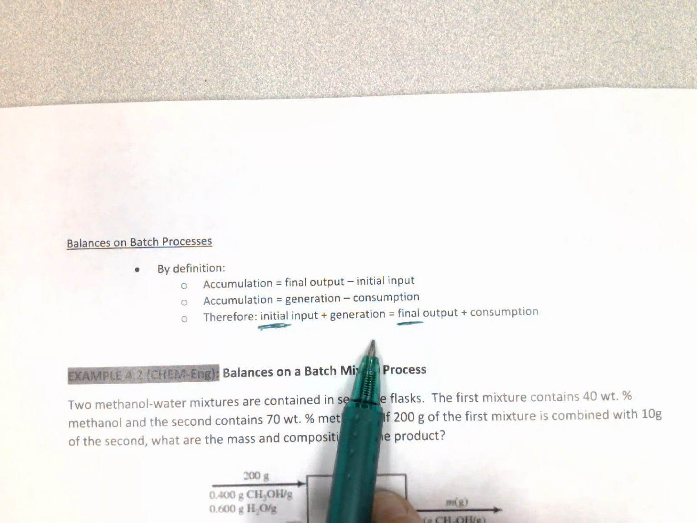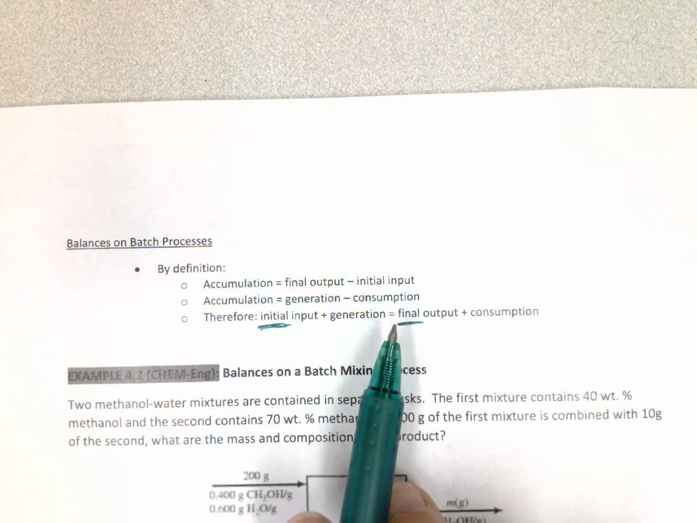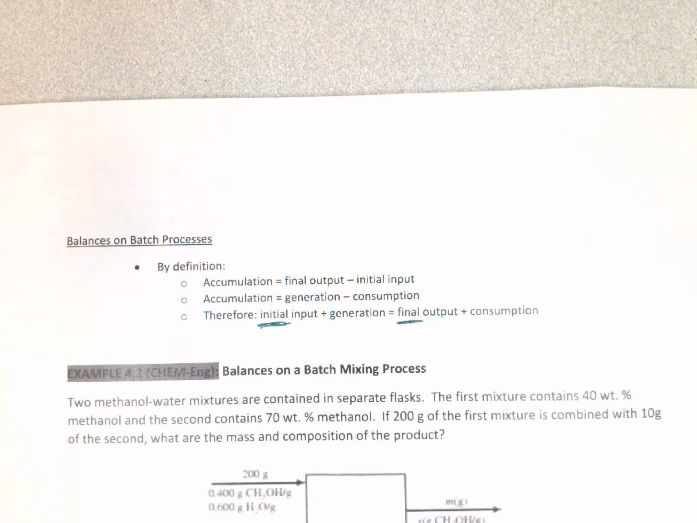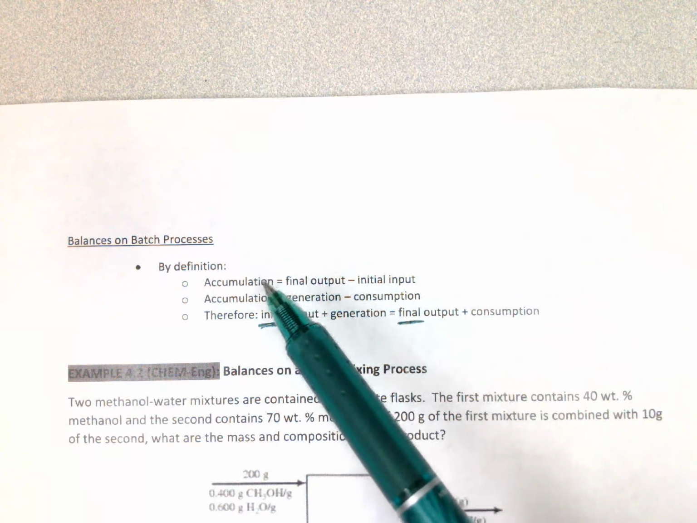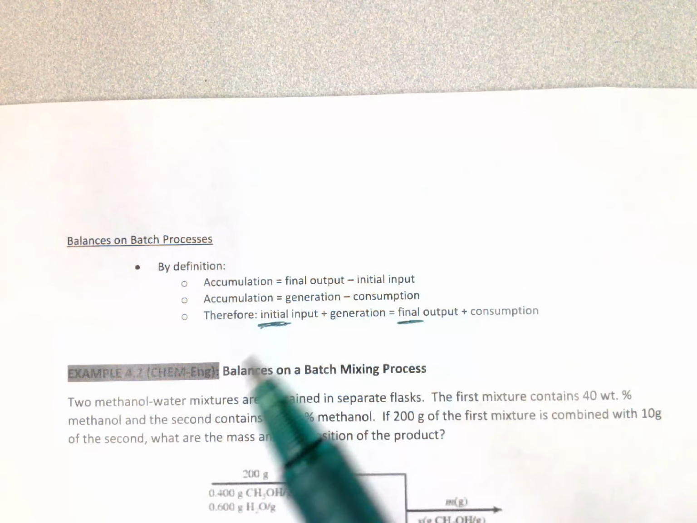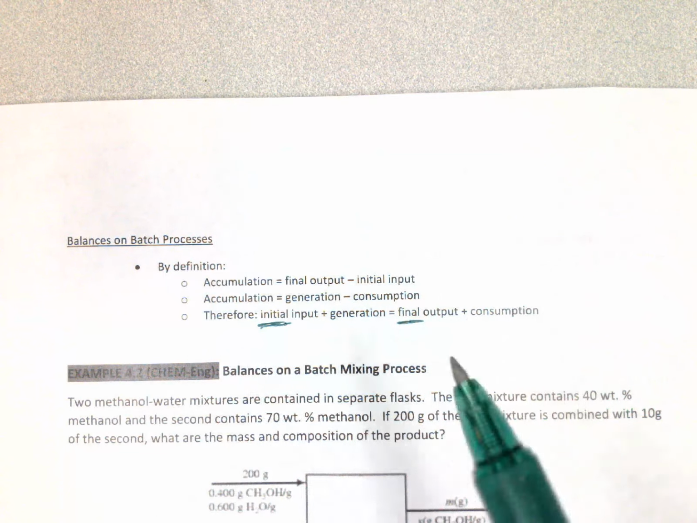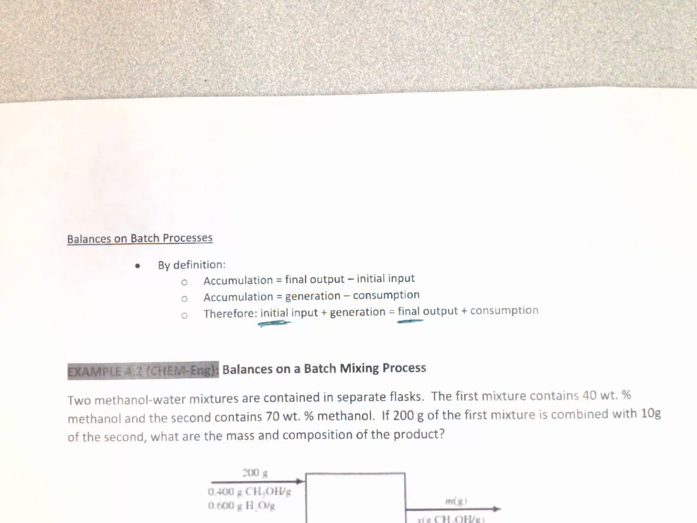So that's how we can potentially make our lives a little bit easier to solve these types of problems going forward. When you read problem statements, think about: is accumulation 0? Is input 0? Is output 0? It's going to make your life a lot easier solving these problems.